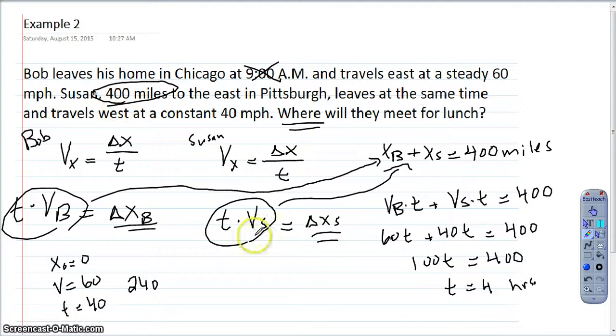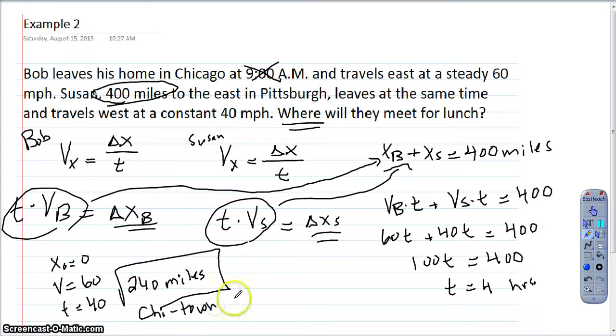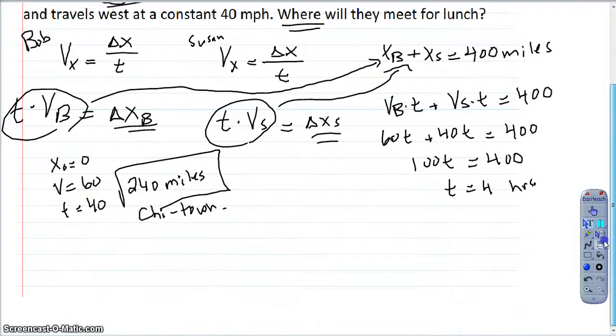Make sure you do actually answer the question, where will they meet? So 240 miles from Bob's original location in Chicago, or 160 from Susan's in Pittsburgh, excuse me. So anyway, that's our actual answer. 240 miles from Chicago is maybe what I'll say, from Chi-Town. There we go. Anyway, hopefully this wasn't too bad. That should have been maybe a little bit easier.